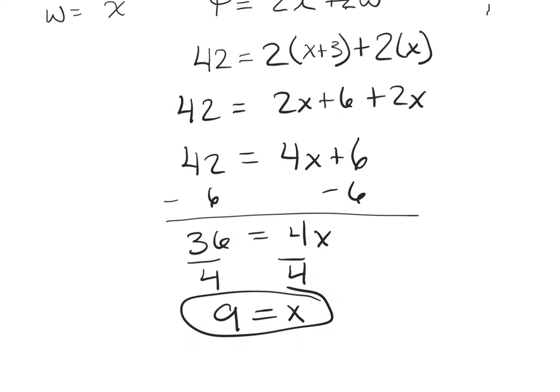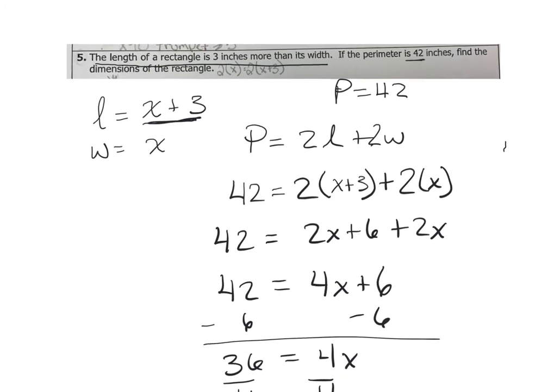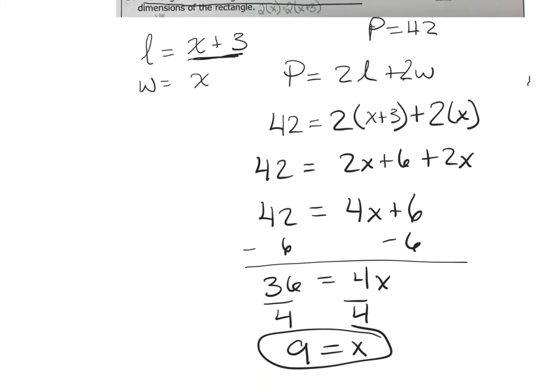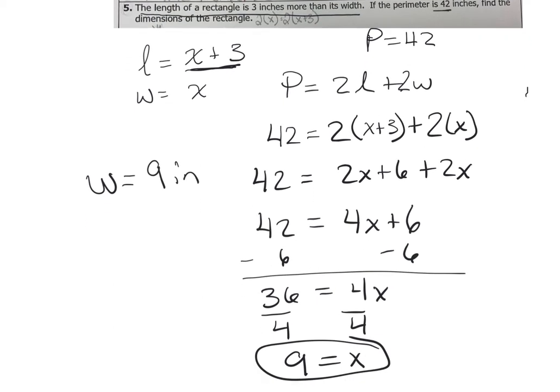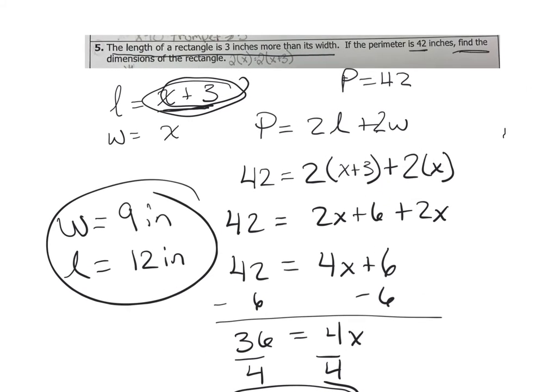We have to go back to the problem. Did they ask for what? Find the dimensions. So x is your width, right? So your width is going to be 9 inches, because they said inches. And then your length is going to be 9 plus 3, which is 12 inches. So make sure you go back and look at what they're asking. Find the dimensions of the rectangle: 9 inches by 12 inches.